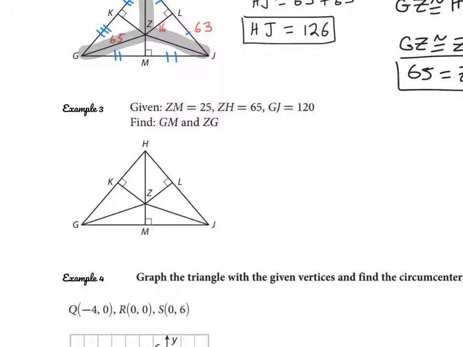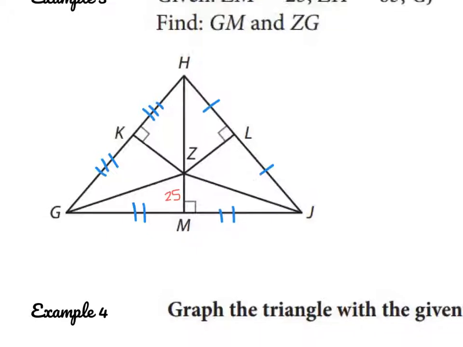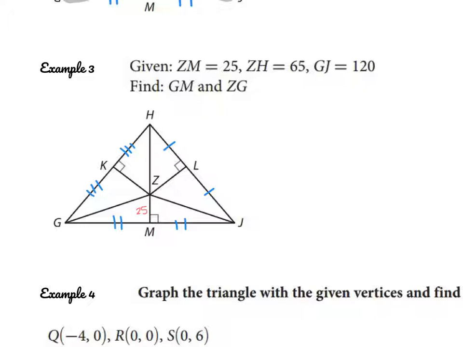All right, let's see if we can try this next example. We're going to do the same thing. We're going to start by marking up these congruent segments because, again, they are perpendicular bisectors. This time we are told that ZM is 25. You can try to mark that up if you can. We're also told that ZH is 65, and GJ, the distance from here to here, is 120.